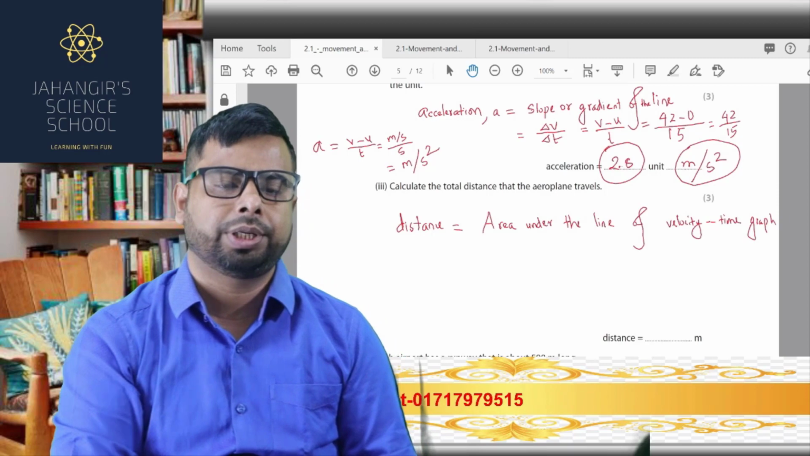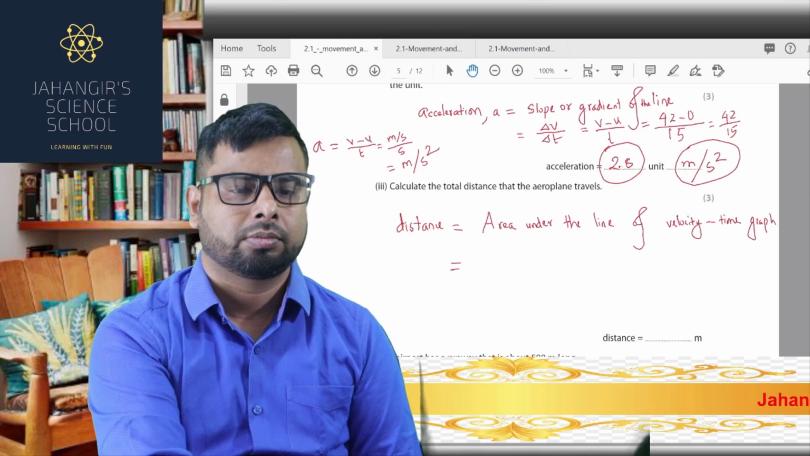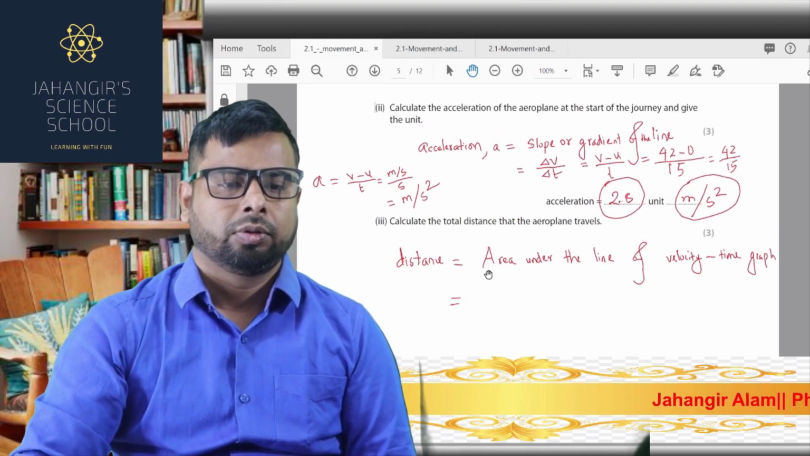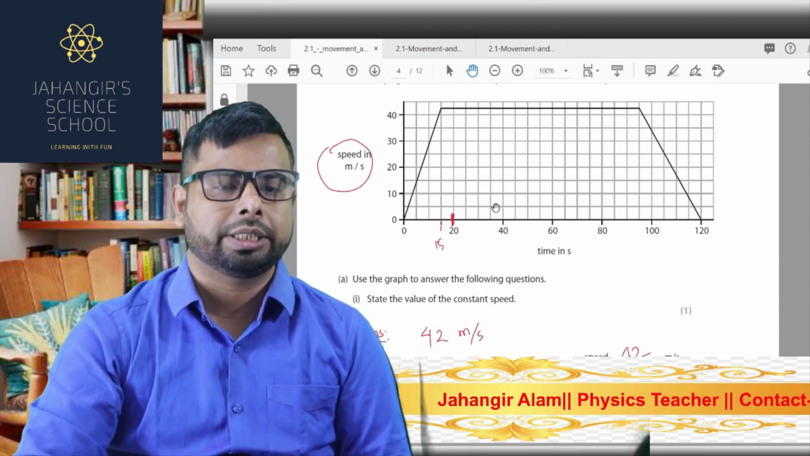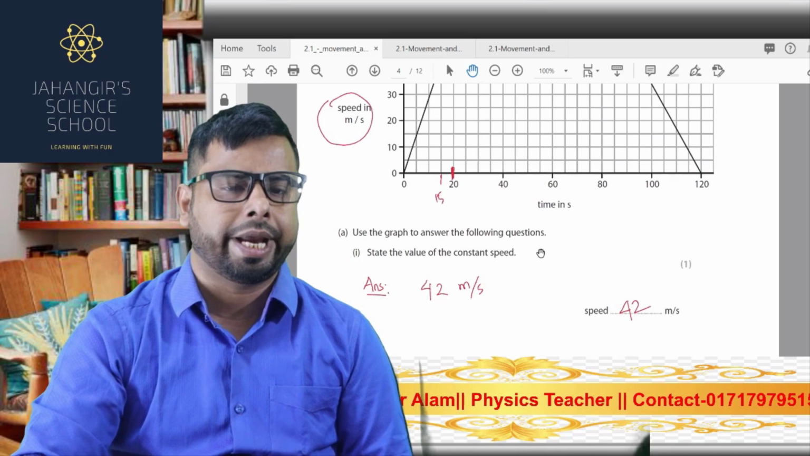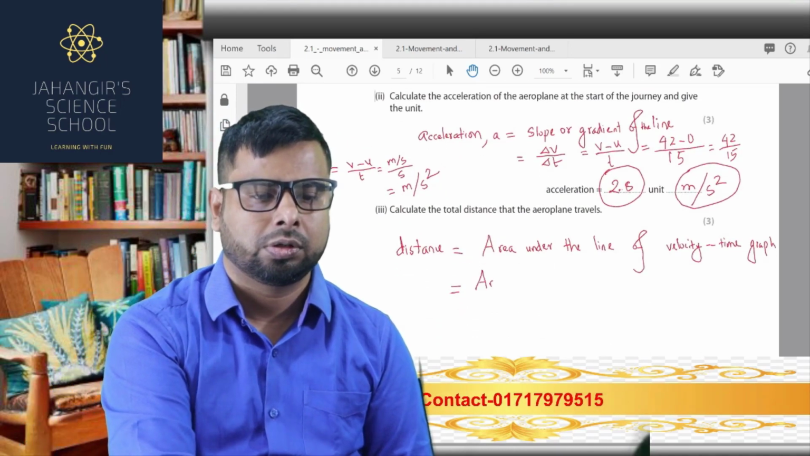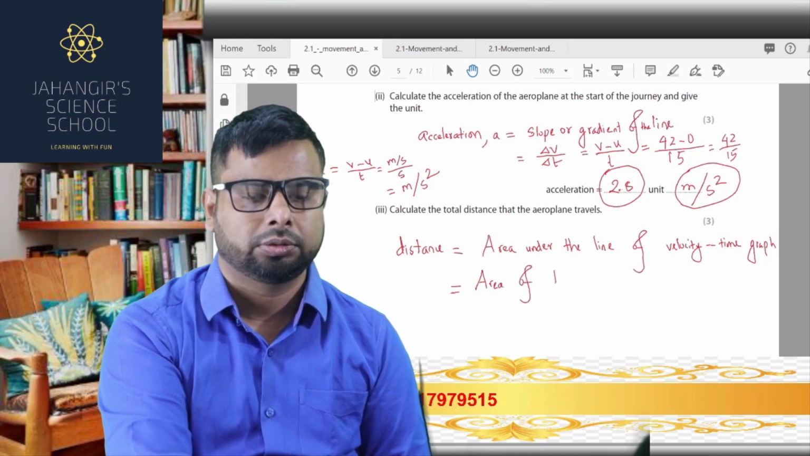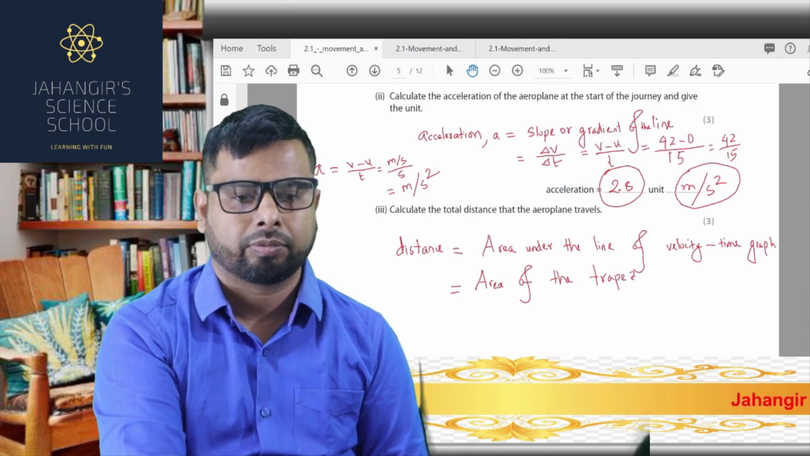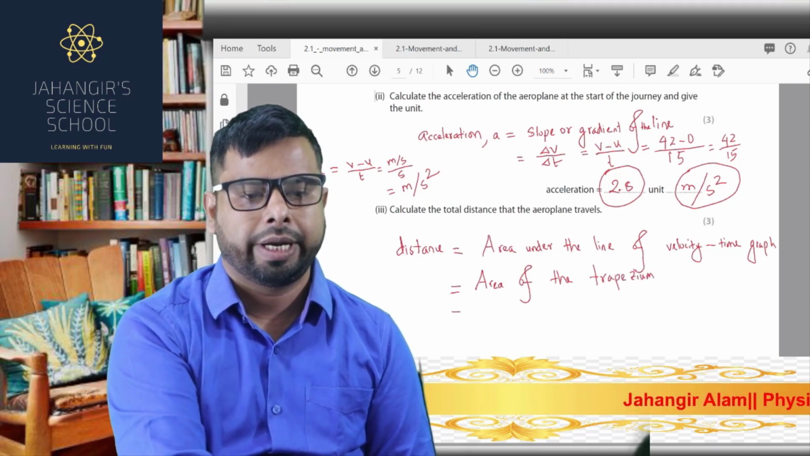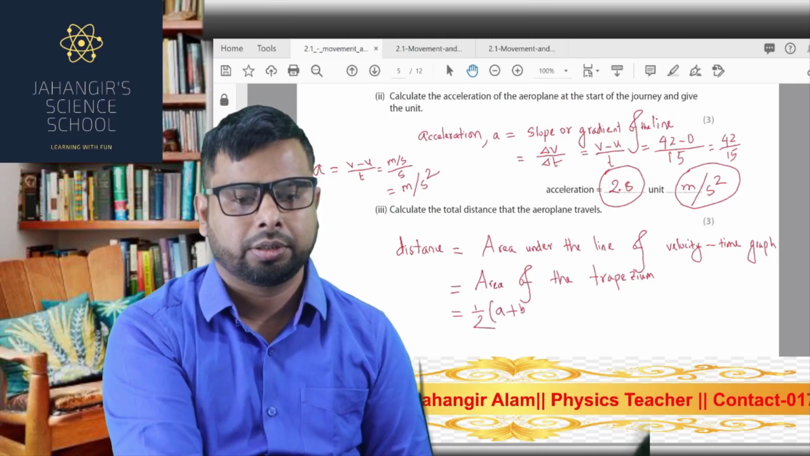Velocity time graph or speed time graph. Look at the graph here. It is a trapezium shape. So the area of the trapezium is the sum of the two parallel sides into height.